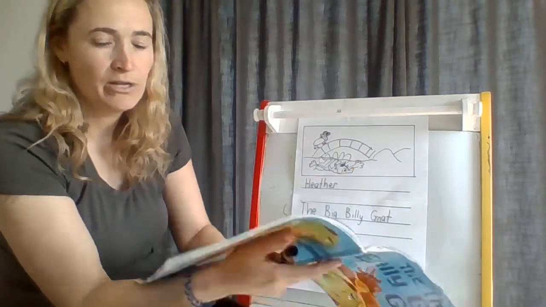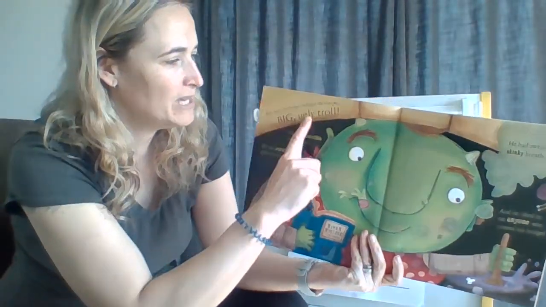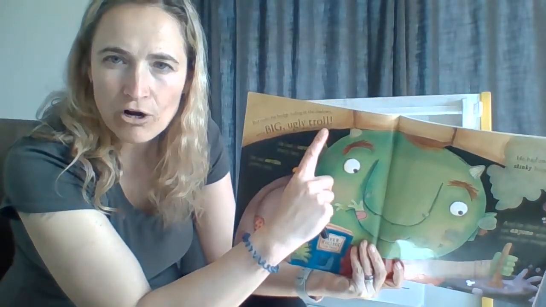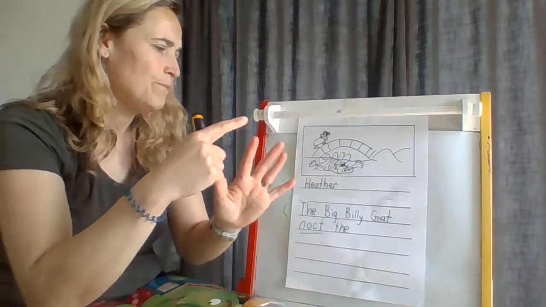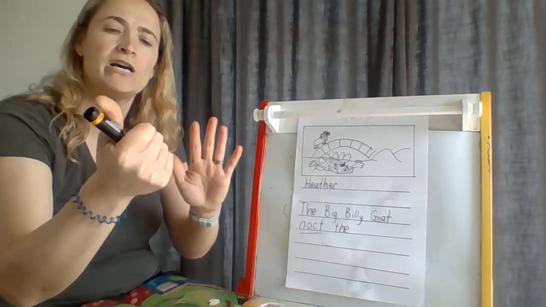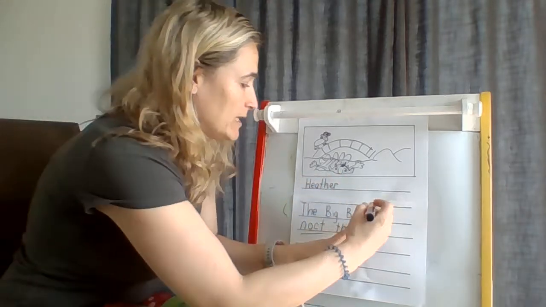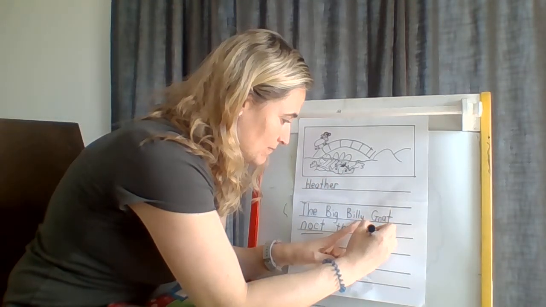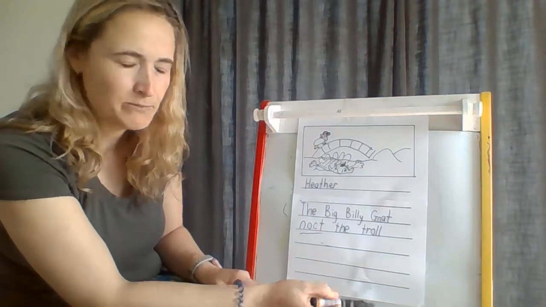Oh, here we go. So I looked for a page with a troll on it that says a big, ugly troll. So I can just actually copy the word troll from the book. Is troll a new word? The big billy goat knocked the troll. Yes, it is. So I definitely need a finger space in between that. Okay, let's read it back to see where we're up to.